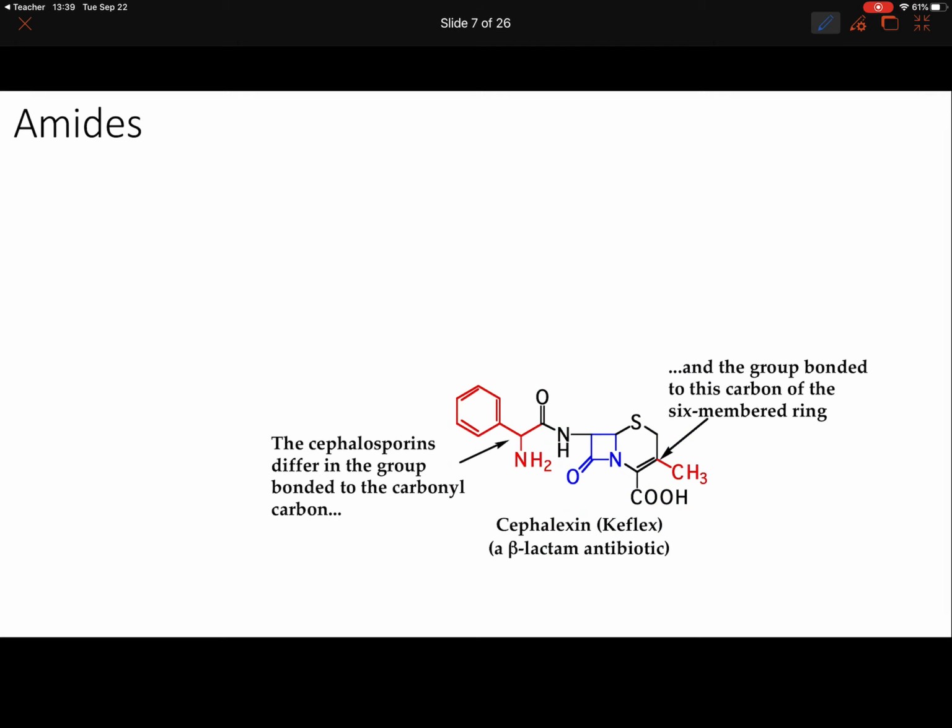I think this is a cephalosporin. These are also beta-lactam antibiotics. So this is not, I'm sorry, I was going to say neosporin. This is not penicillin. This is cephalosporin, Keflex. It's another beta-lactam antibiotic here because it contains a beta-lactam ring.